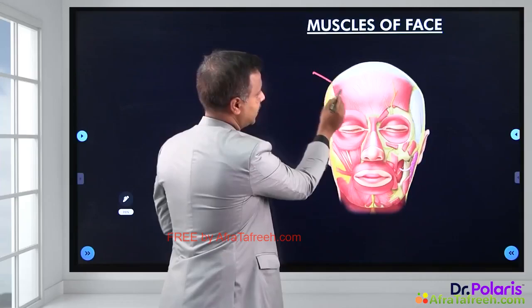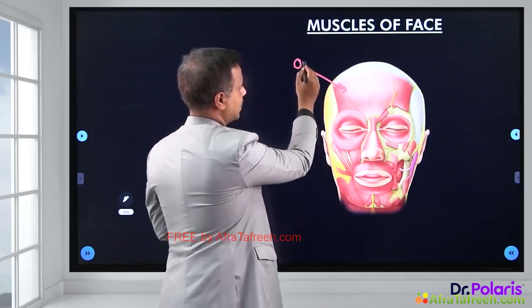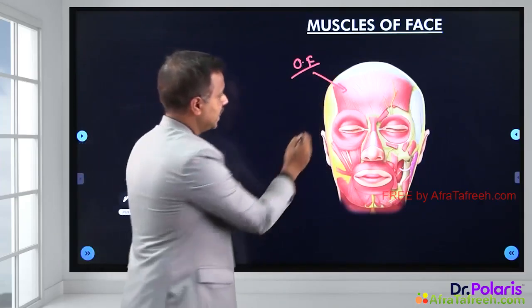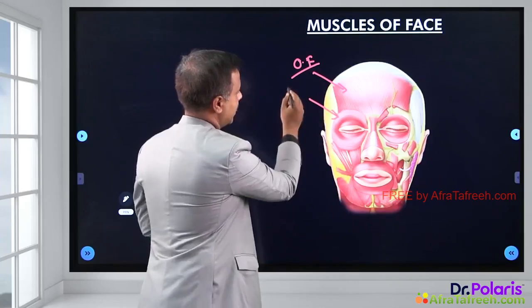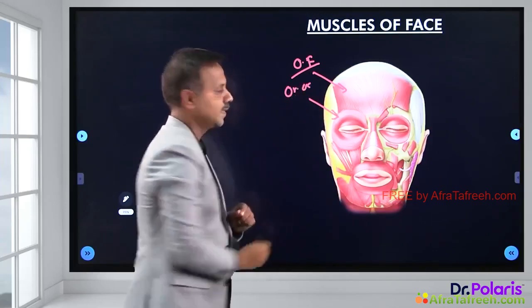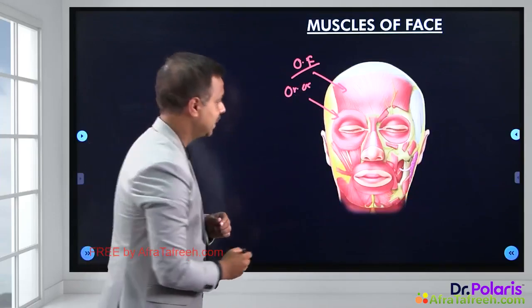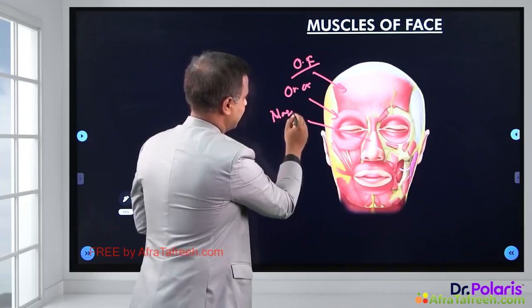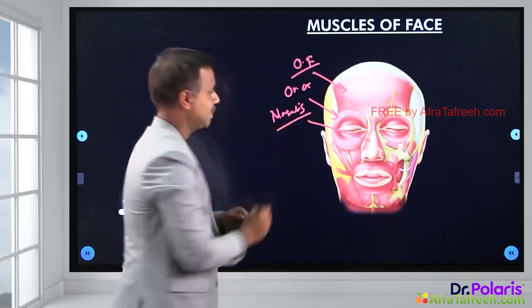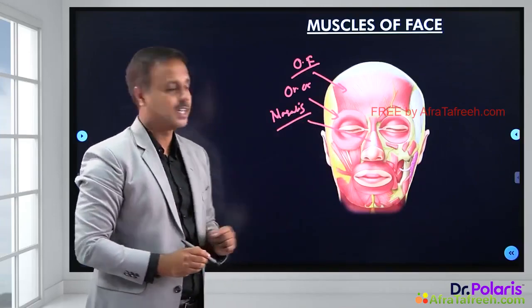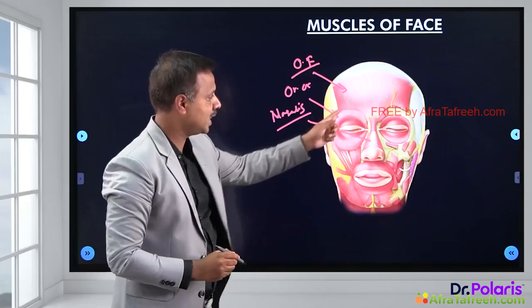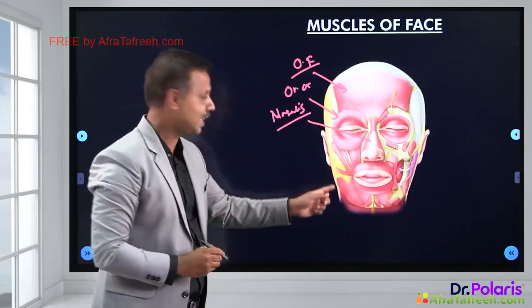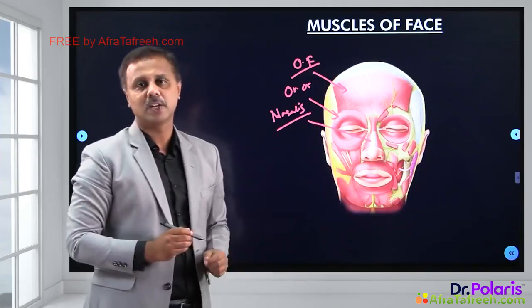We have identified this muscle already. This is the occipitofrontalis, which forms also the muscle of the scalp. Then this is the orbicularis oculi, which is present around the orbit. Then this is the nasalis. Of course, there are different parts of it, but just remember, this is the nasalis. So we have muscles arranged around the eyeball or the orbit. We have muscles arranged around the nose, and then we have muscles arranged around the oral cavity.